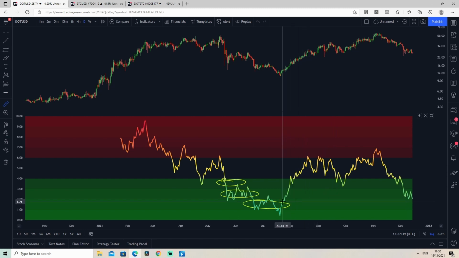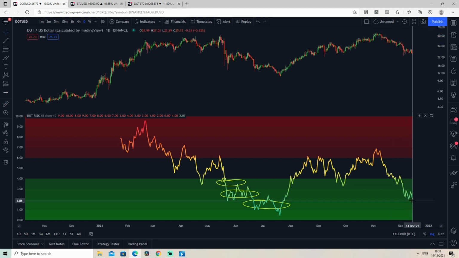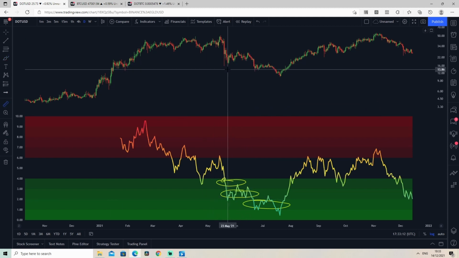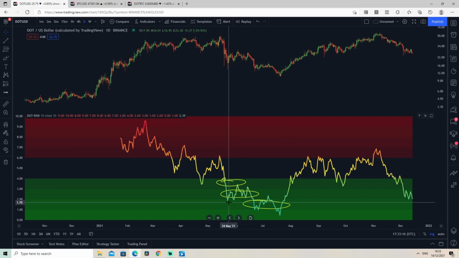Now, as of the time of me recording this video, DOT is down 55% from its all-time high, and the risk is at around 2.05, which theoretically speaking means that DOT is a much safer investment now in comparison to when its price was up here. I mean, the last time DOT had such low risk levels, it was back in May when DOT was at roughly 13 US dollars. And as you can see, the price still dropped down another 23% with the risk metric also sliding further down, but nonetheless, this was a great buy opportunity.